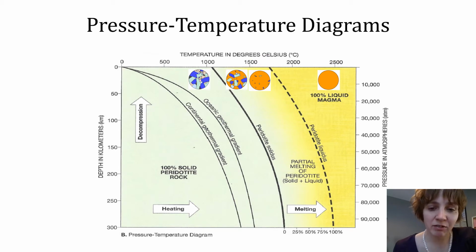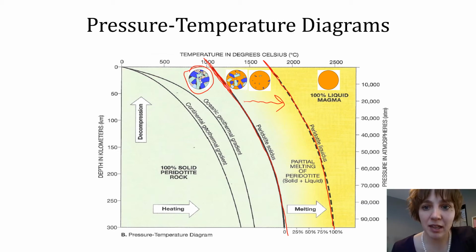So just to reiterate, if we start with solid rock, it begins to melt as soon as the pressure-temperature conditions are the same as this solidus line. And then melting continues as pressure-temperature conditions change until you reach 100% melt if you cross the conditions that are described by the liquidus line.